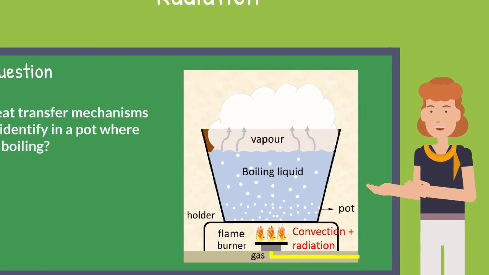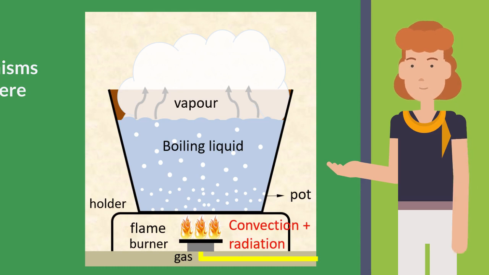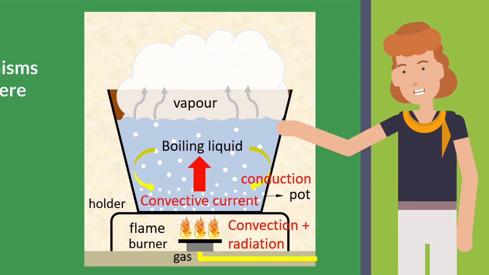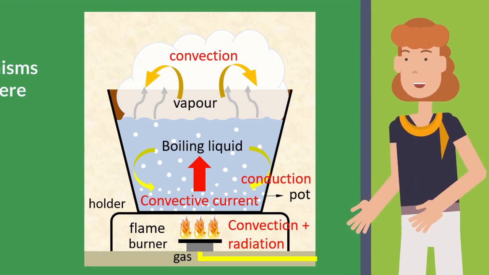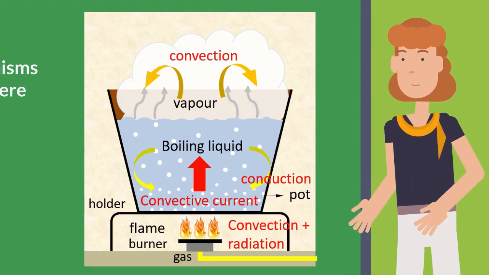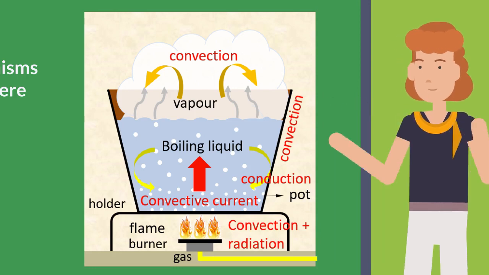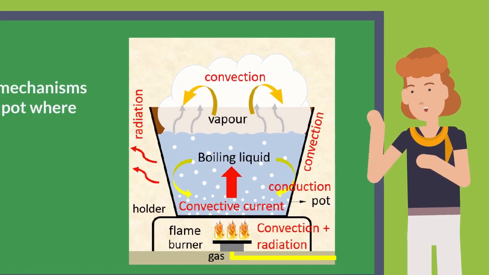There is radiation from the flame to the bottom of the pot and convection between the hot gases and the bottom of the pot. Conduction through the vessel walls. The free convection of the liquid inside the container. The convection of the vapor produced on the surface of the liquid. The convection between the walls of the container and the outside air. And radiation between the vessel walls and the surroundings.